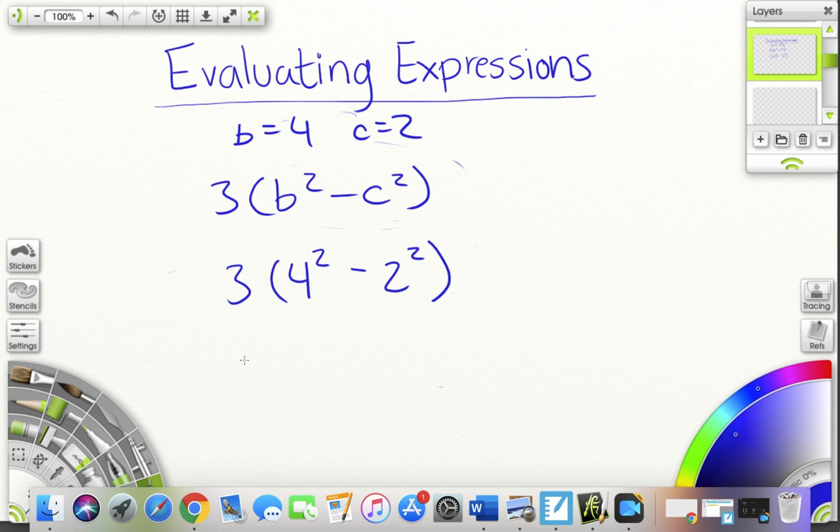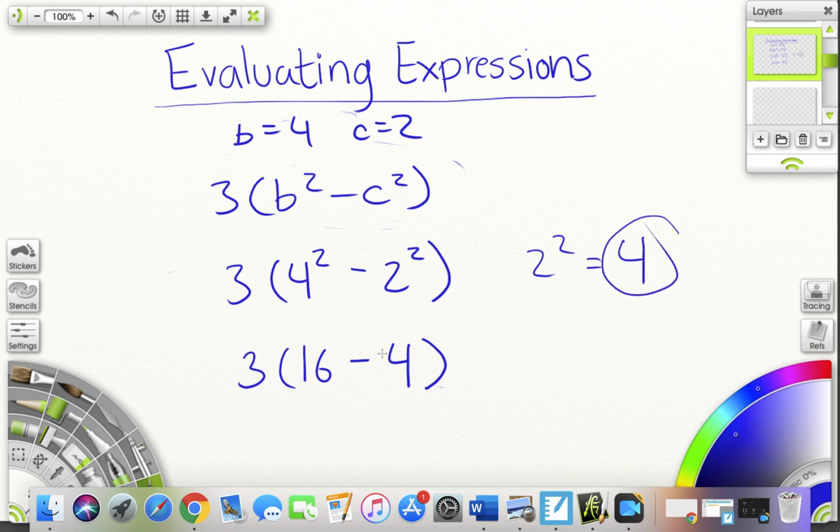So I have to do my exponents first. So I have 3, 4 to the power of 2 is 16, minus 2 to the power of 2 is 4. If I did 4 squared minus 2 squared, that would equal 2 squared. 2 squared is equal to 4. 4 is not going to be the same answer as 16 minus 4. So it completely would skew our answer if we did it that way. And that's because 4 times 4 is not the same as 2 times 2.